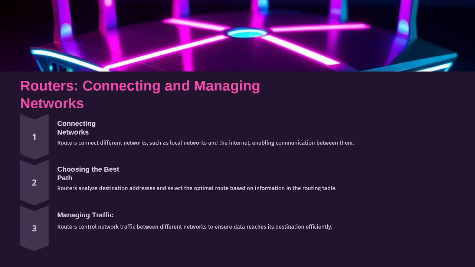Router, connecting and managing network. Number 1, connecting networks. Routers connect different networks such as a local network and the internet, enabling communication between them. Number 2, choosing the best path. Routers analyze the destination address and select the optimal route based on information in the routing table. Number 3, managing traffic. Routers control network traffic between different networks to ensure data reaches its destination efficiently.